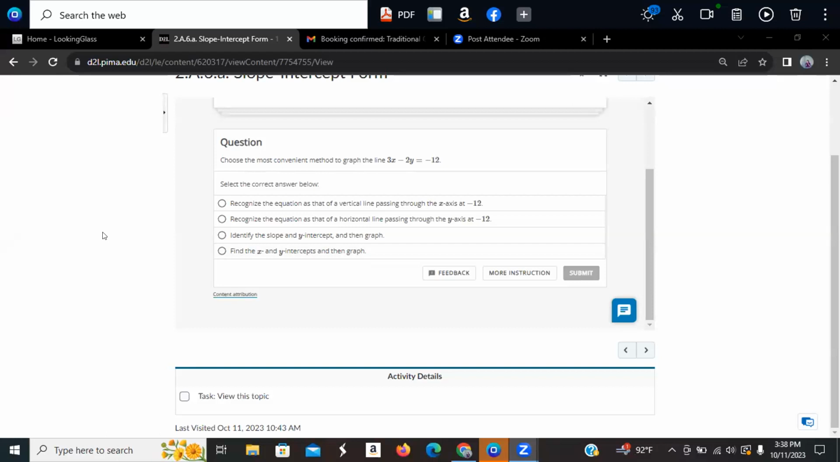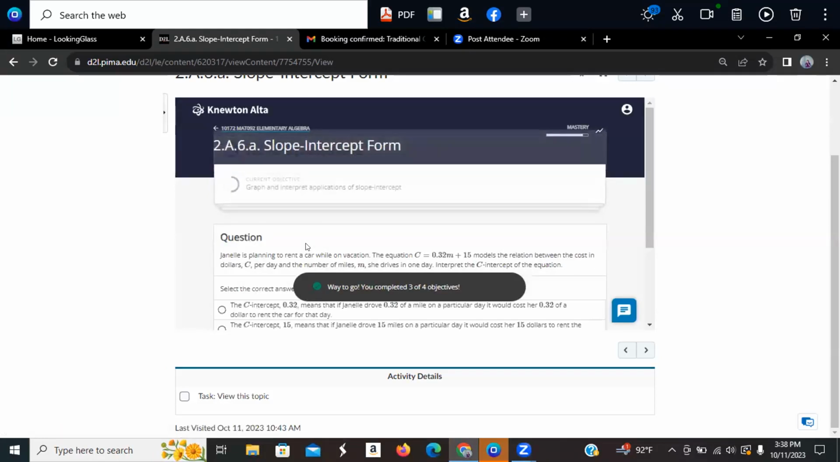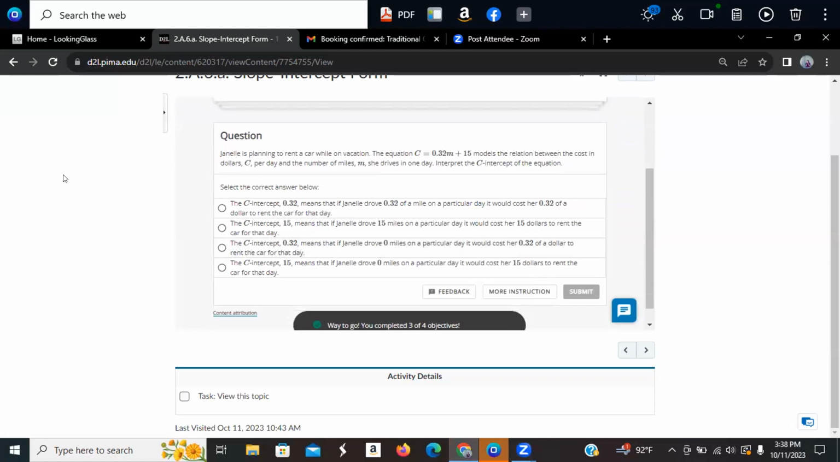Okay. Now, this question that you're looking at here, the equation is in standard form. So when it's in standard form, it's best to determine the x and y intercepts to graph it. Which of those answers says that? Yes, good. Okay, so you did one like this earlier. See if you can do this one on your own.